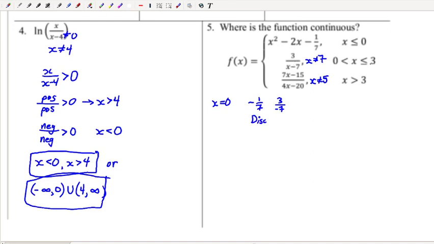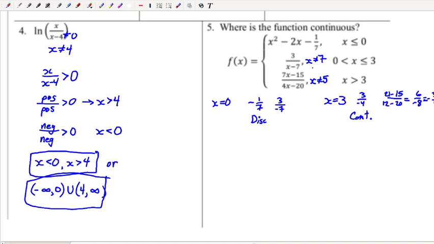If I look at the value of x equal to 3, if I plug in a value of 3 here, I've got 3 over 3 minus 7, which is 3 over negative 4. And if I plug in a value of 3 here, this is going to be 21 minus 15 over 12 minus 20, which is 6 over negative 8, equal to negative 3/4. So at this value, I don't have a discontinuity. It is actually continuous at x equals 3. No problems there. Now let's double check these two that I found earlier.